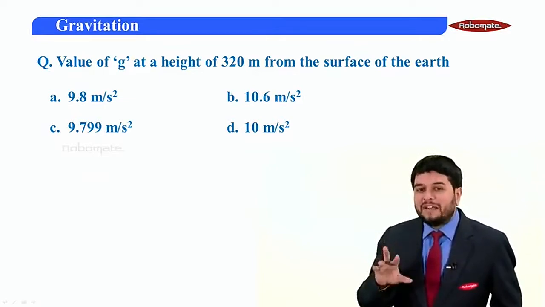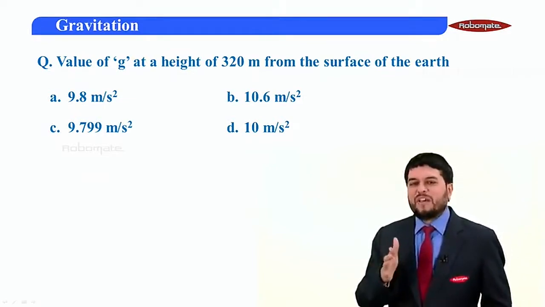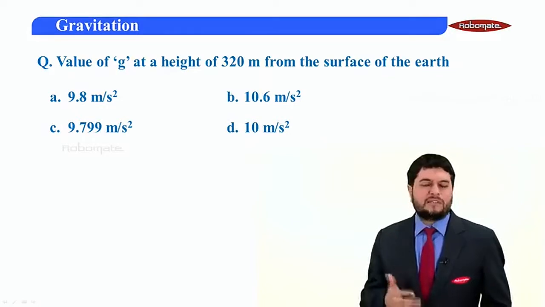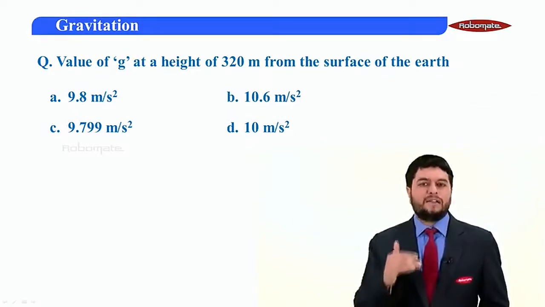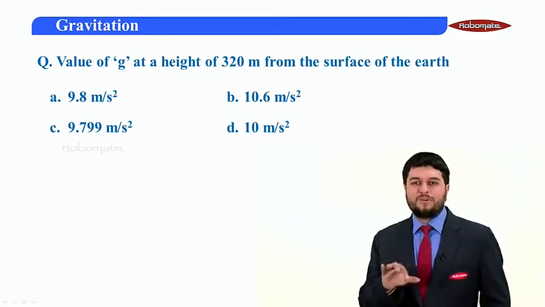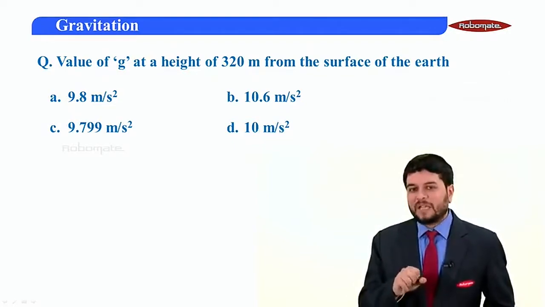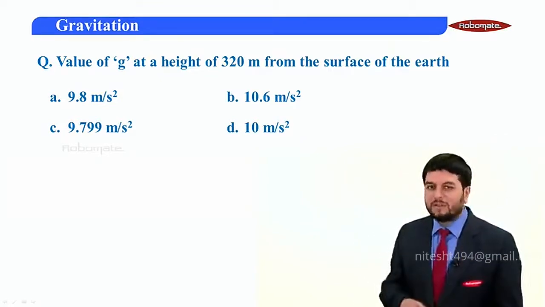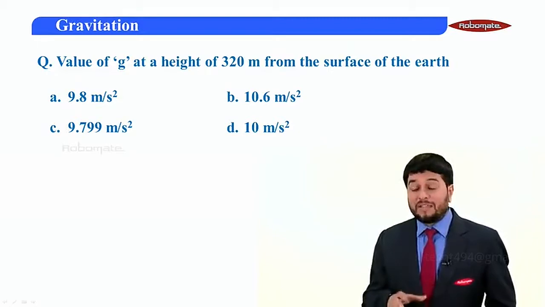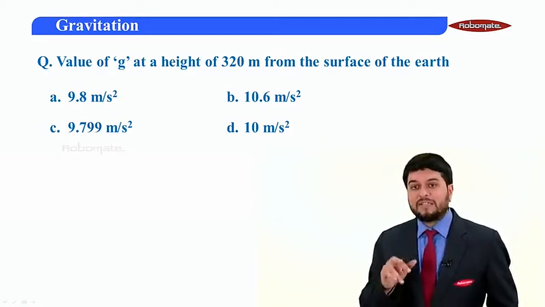So B and D I did not discuss because it's way up ahead. 10 and 10.6 not possible. If you're going to a height, as you go higher and higher, acceleration due to gravity goes on decreasing, and this is more than 9.8, so B and D I'm not looking at. So in this case my challenge is, is it A or is it C?